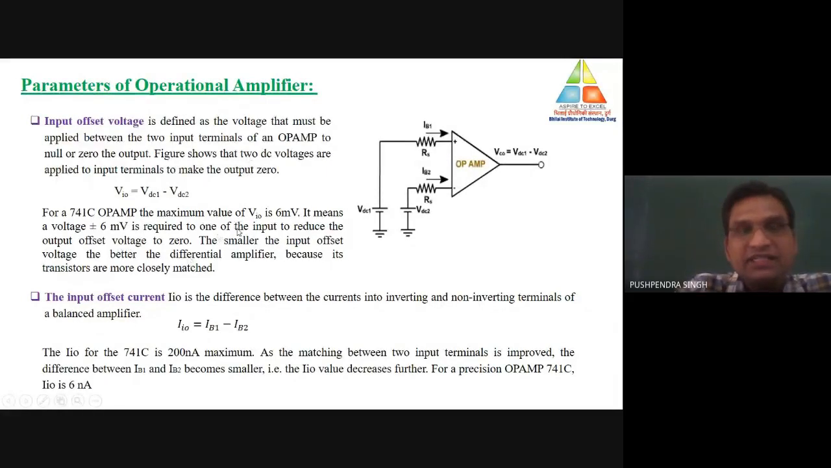Then on that condition, what do we need to do? We need to apply some voltage or some signal to make that particular output voltage equal to 0.